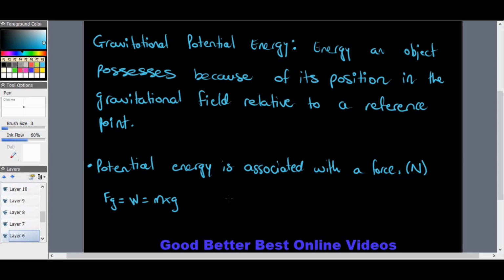Now when we have potential energy, we actually use this bit in the potential energy formula. The potential energy formula is EP, P for potential, E for energy, is equal to mass times gravity times height, where mg is the weight of the object and the height is the position relative to the reference point of that object above ground.